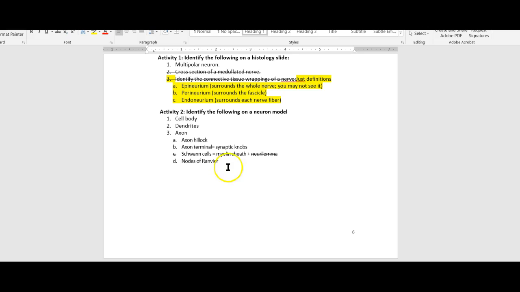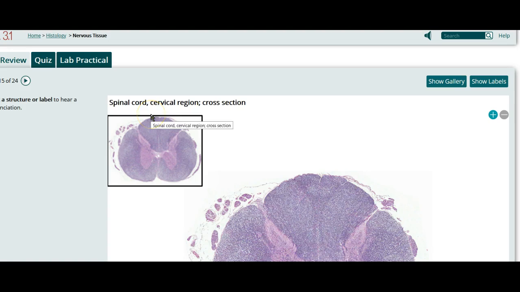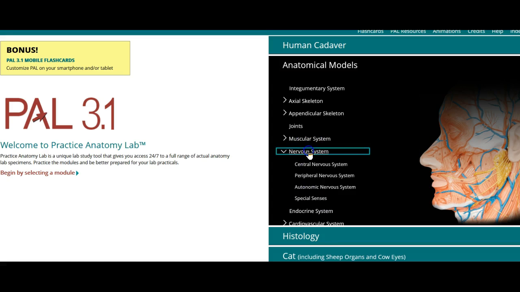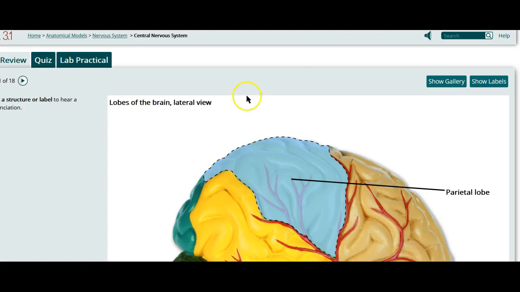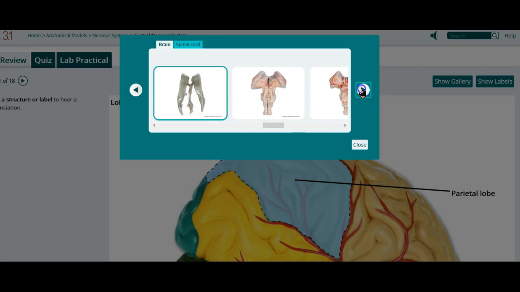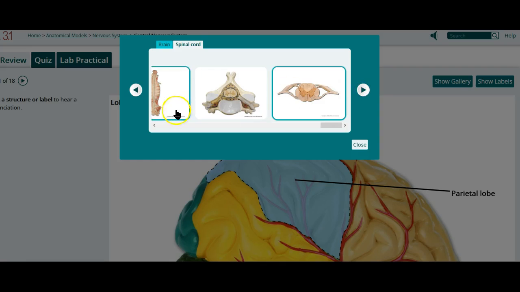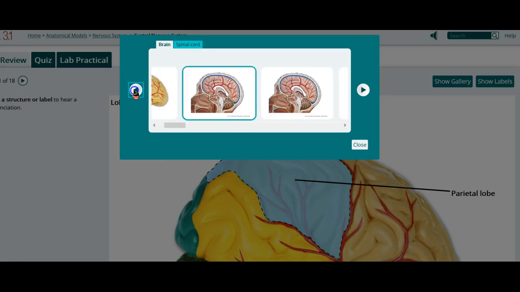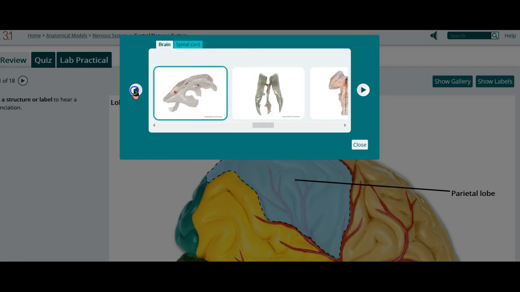If you want to know where to find a good neuron model to study, there is a good one in Practice Anatomy Lab, and I also stole a picture of it for you. Don't tell the good people at Pearson that I did that. Anatomical models, nervous system. Ooh, where did it go? I think it's all the way at the end of here, which is why I just stole a picture of it for you. Oh, no, now I don't know where it is. Well, this is why I stole a picture of it, because it was difficult to find.